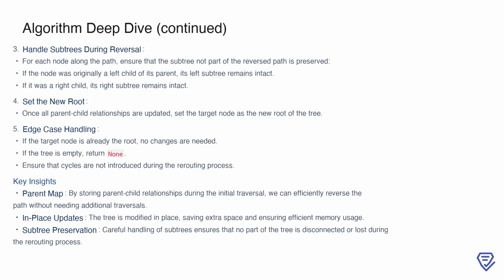We should also handle edge cases, such as when the target node is already the root, in which case no changes are necessary. If the tree is empty, we simply return null. Finally, it's important to ensure that no cycles are introduced during the rerouting process, as this would break the tree structure and violate its properties. The algorithm relies on a few key insights: the use of a parent map for efficient traversal reversal, in-place updates to optimize space usage, and careful handling of subtrees to preserve the tree's integrity.